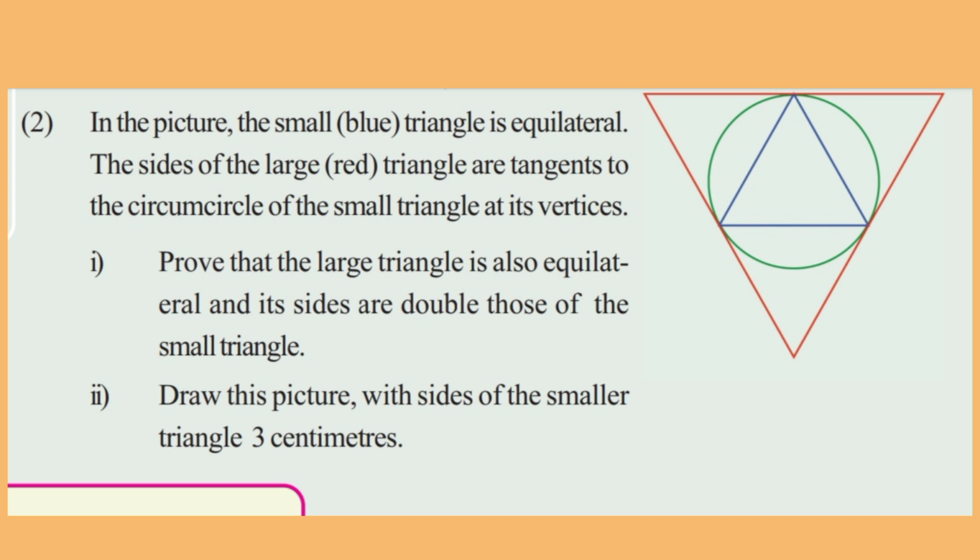Now the second one. In the picture, the small blue triangle is equilateral. The sides of the large triangle are tangent to the circumcircle of the small triangle at its vertices. First part of the question: prove that the large triangle is also equilateral and its sides are double those of the small triangle. Second part of the question: draw this picture with the sides of the smaller triangle 3 centimeters.